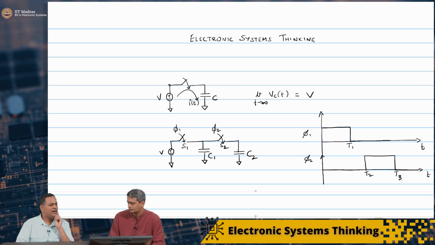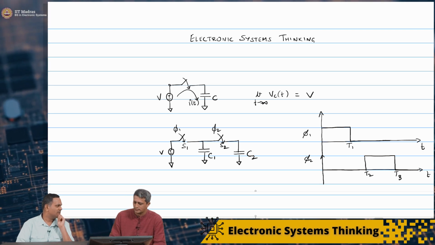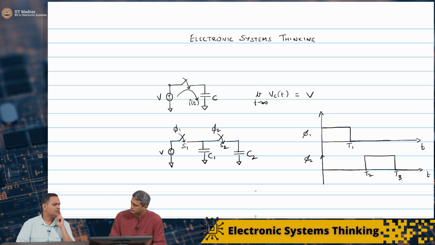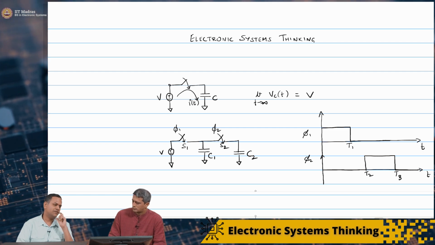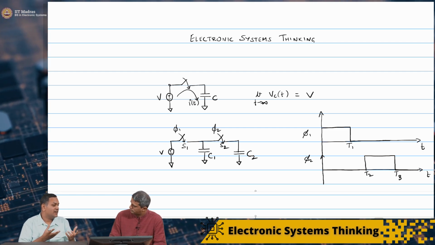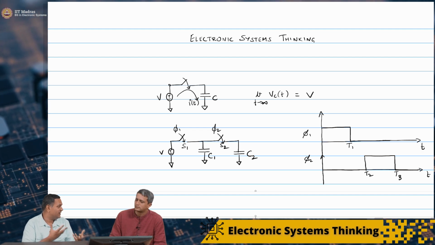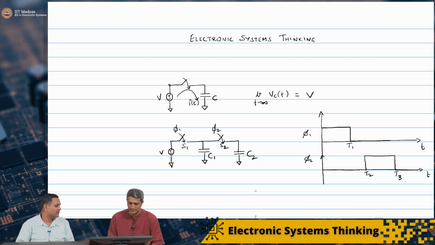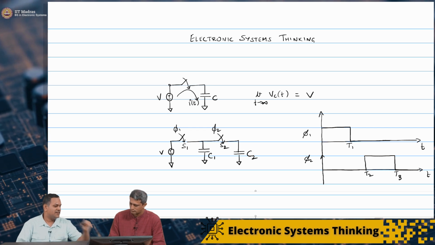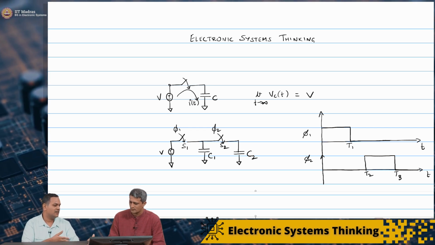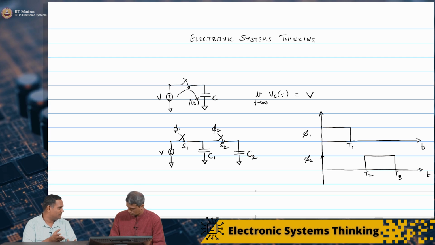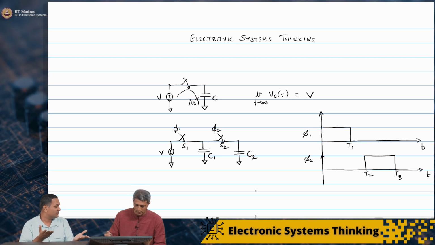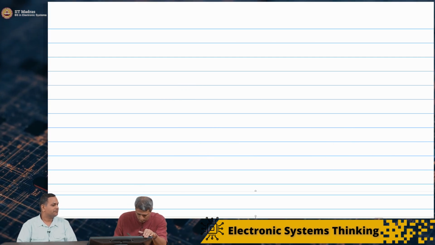So maybe I am going to start from t equal to 0 and see what happens. The first thing is that the network will look different at different times. Exactly. So maybe during the first phase, from 0 to T1, I will draw the circuit and what it looks like. So let's do that.